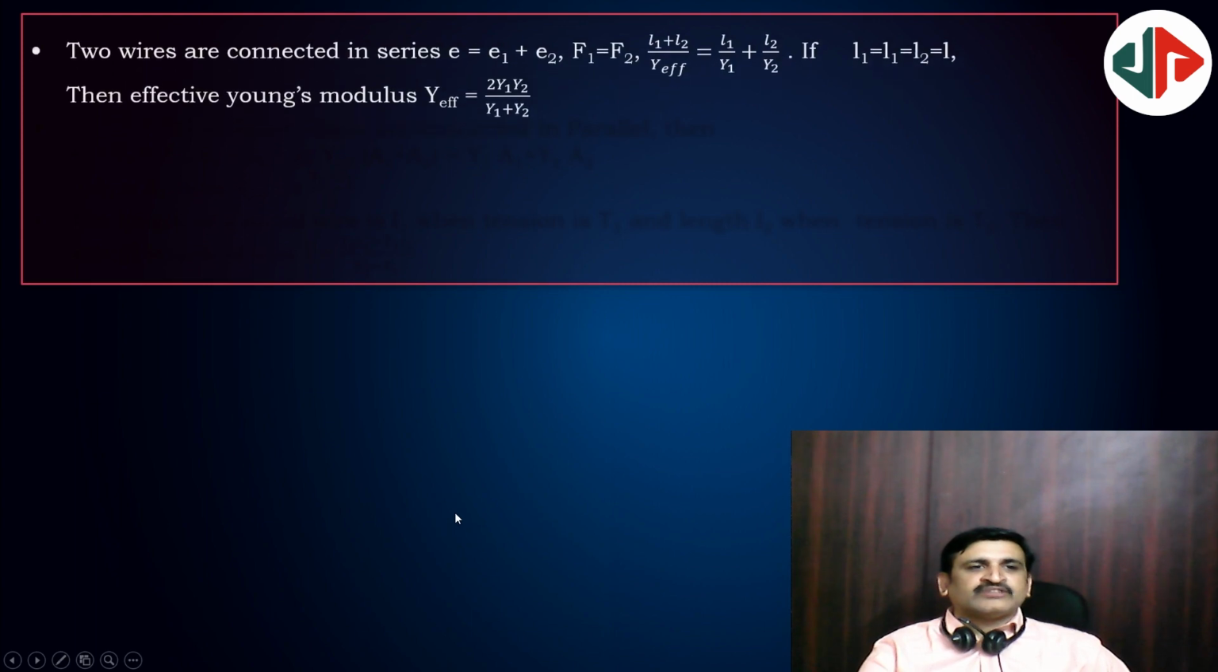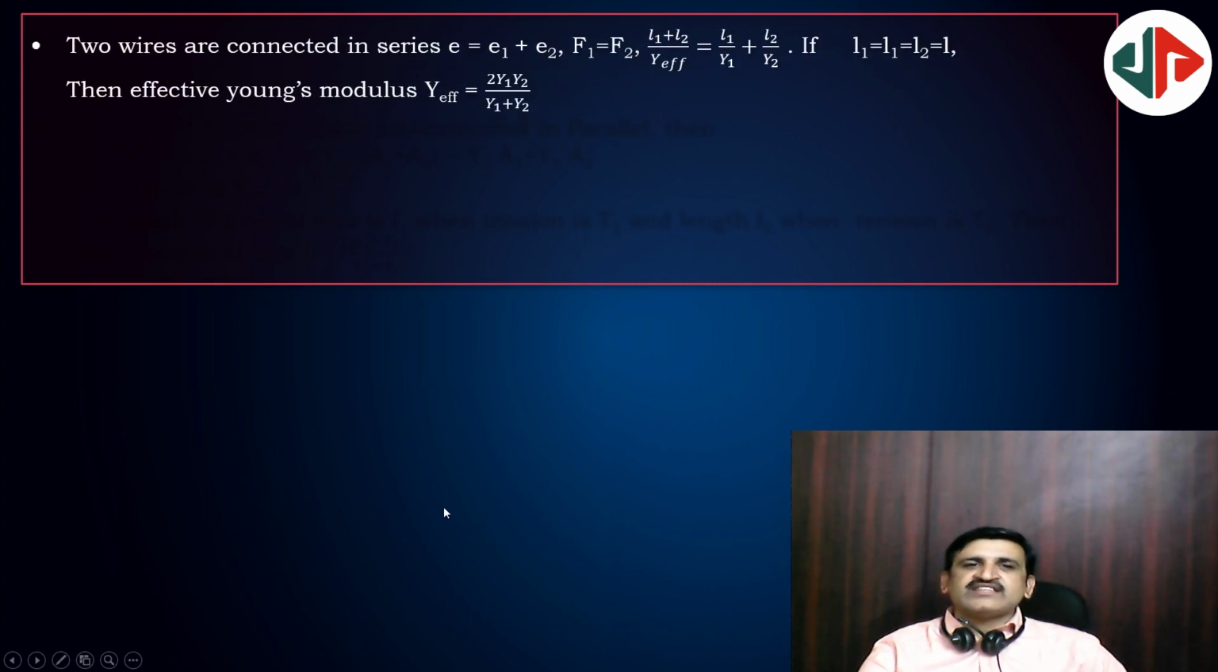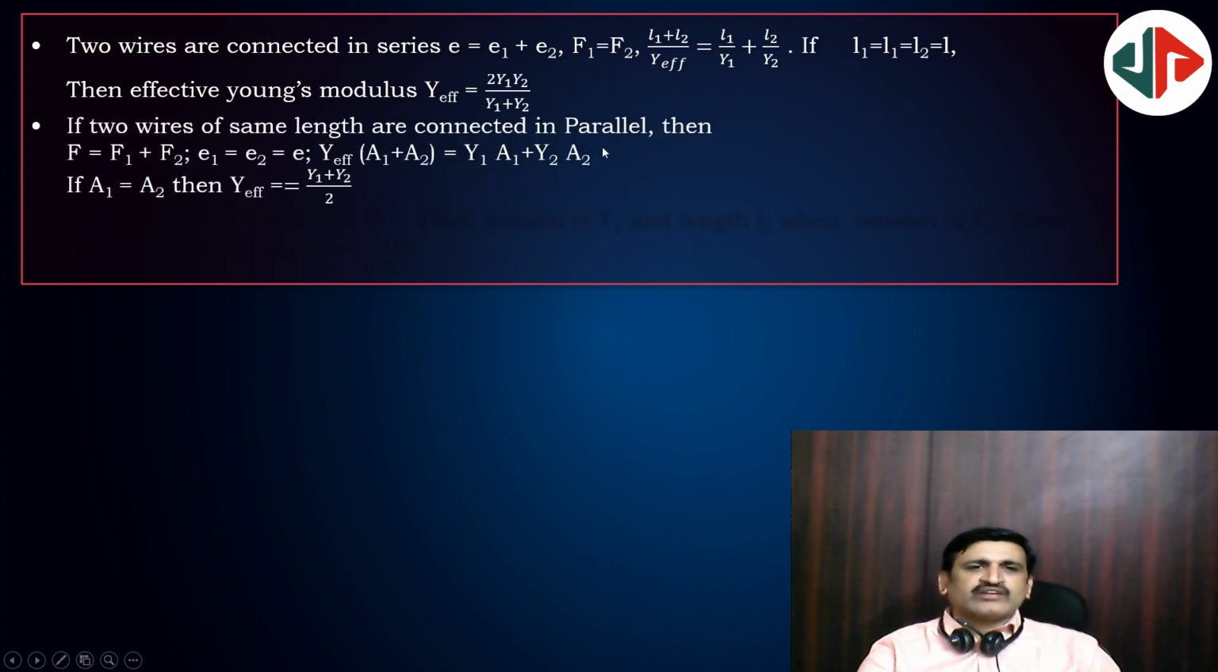Next, two wires are connected in series. E is equal to E1 plus E2, that follows as total elongation. F1 is equal to F2, restoring forces will be same, provided the mass of the wire is comparatively lesser than the applied force. So L1 plus L2 by Y effective, that is L1 by Y1 and L2 by Y2.